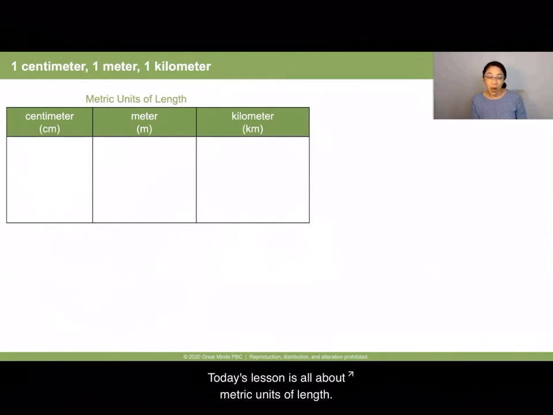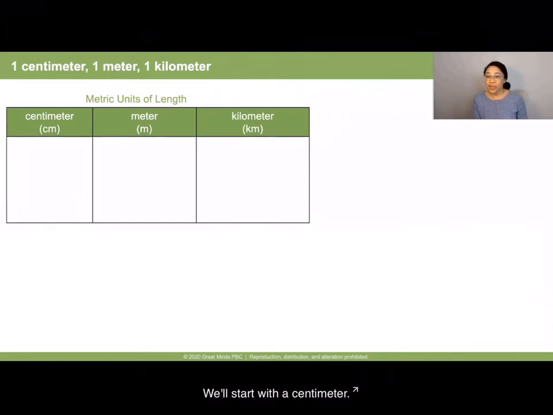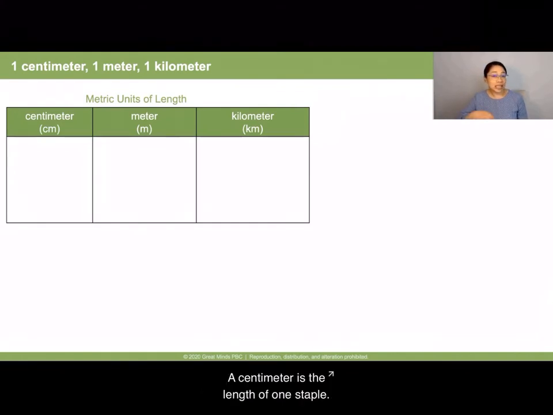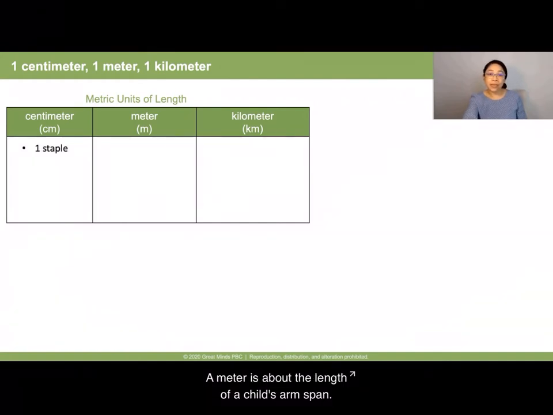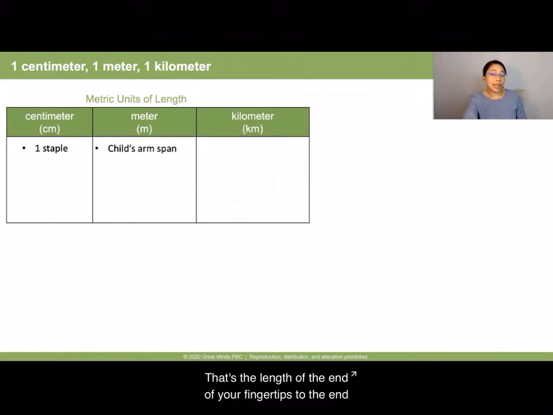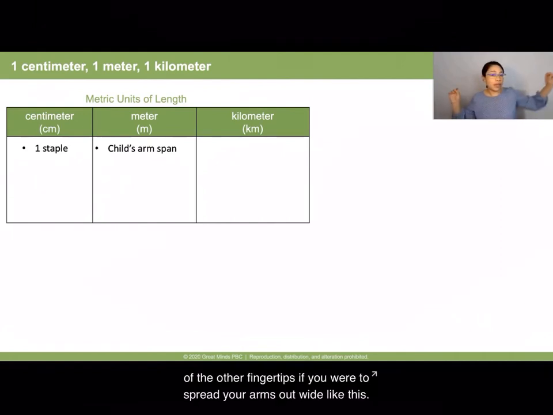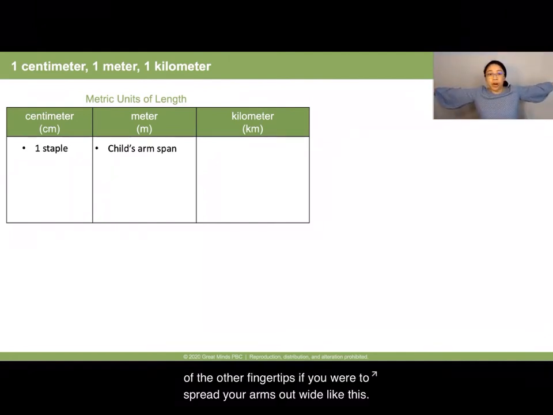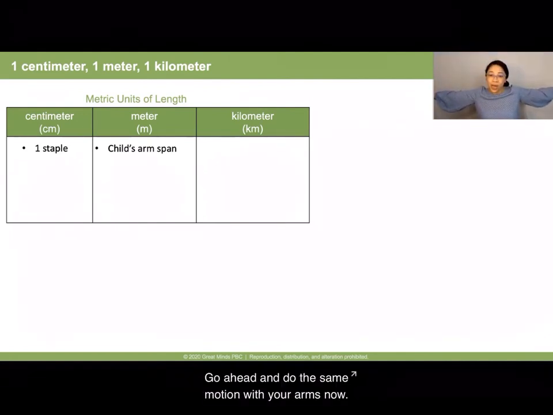Today's lesson is all about metric units of length. We'll start with a centimeter. A centimeter is the length of one staple. A meter is about the length of a child's arm span. That's the length from the end of your fingertips to the end of the other fingertips if you were to spread your arms out wide like this. Go ahead and do the same motion with your arms now.